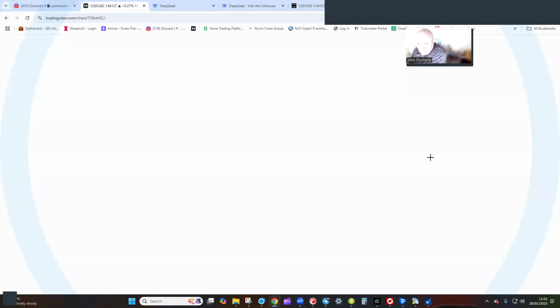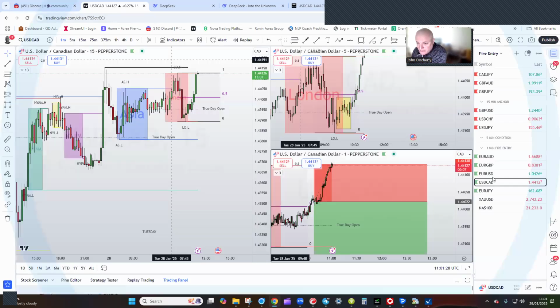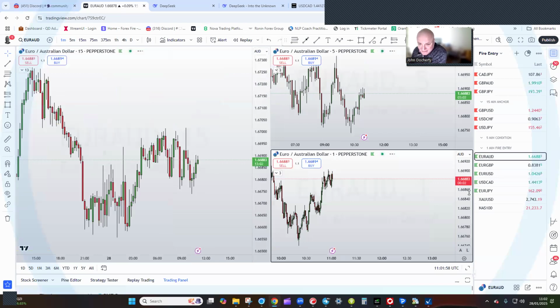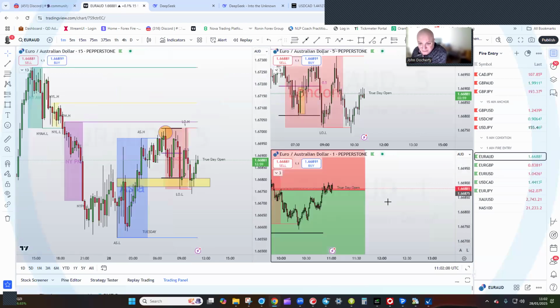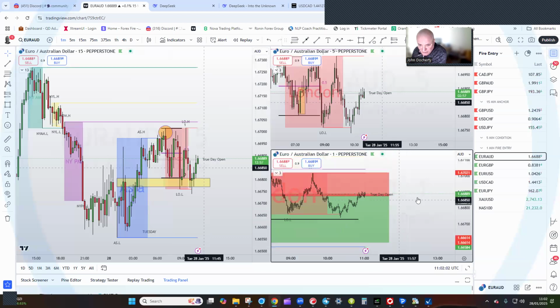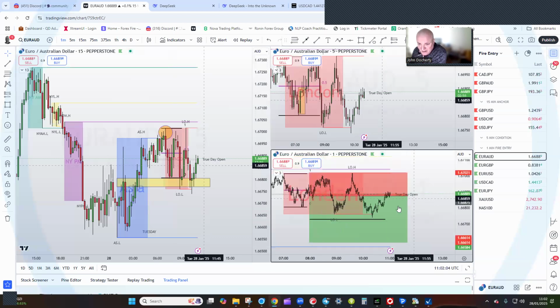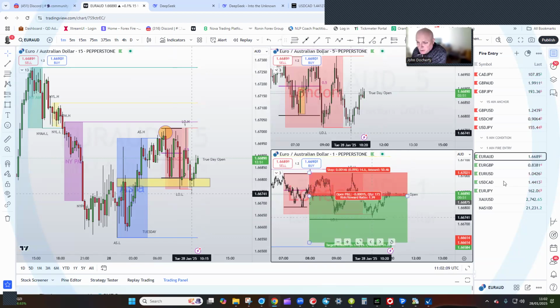We just go back onto TradingView and we'll just look at the other pairs. The Euro AUD at the moment, again, the speeches today, especially on the euro. So this is just bouncing around the area at the moment. It nearly came to a take partial.